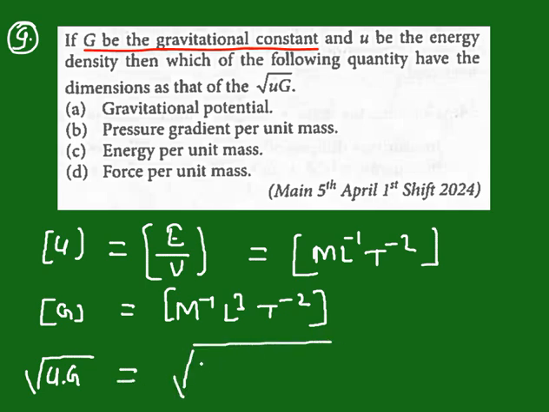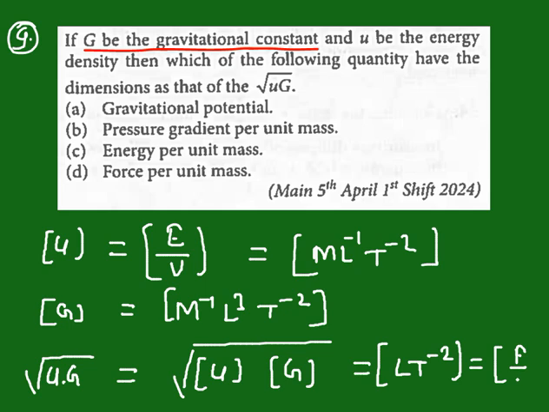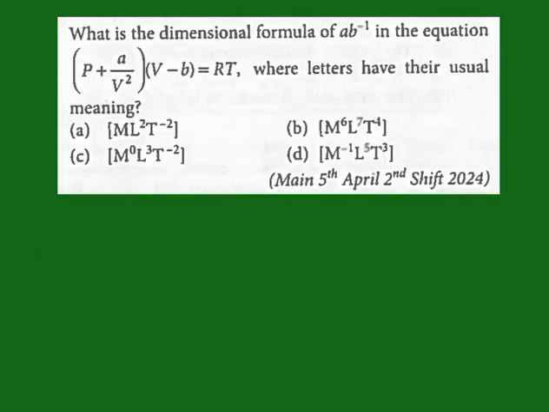Writing the dimension of U and the dimension of G, we get the dimension LT^-2, which is equivalent to the dimension of acceleration. Looking at the options, option number D, force per unit mass. The dimension of force per unit mass is equivalent to the dimension of acceleration, and we are getting the same thing here. So now question number 10, a very important equation.